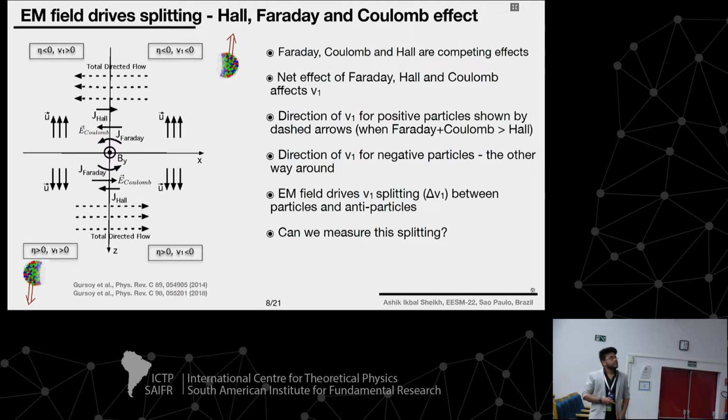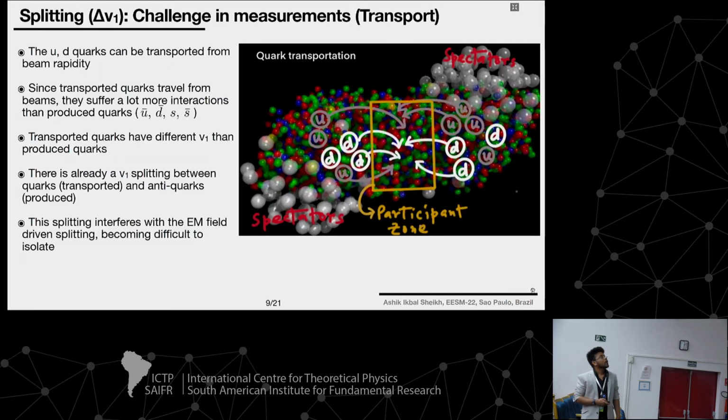But now the most interesting question is, can we measure this splitting in experiment? Well, we can measure this splitting in experiment, but we have several challenges. The main challenge is transport phenomena. By transport phenomena, I mean that during the collision, the up and down quarks from the beam rapidity can be transported towards mid-rapidity. These transported u and d quarks travel from the beams, so they have different interactions than the produced quarks, because they suffer a lot more interactions than the produced quarks.